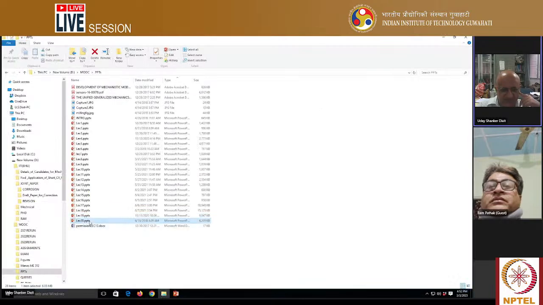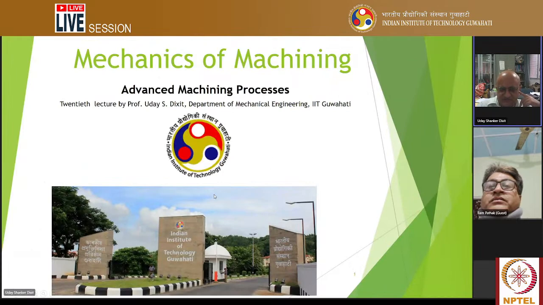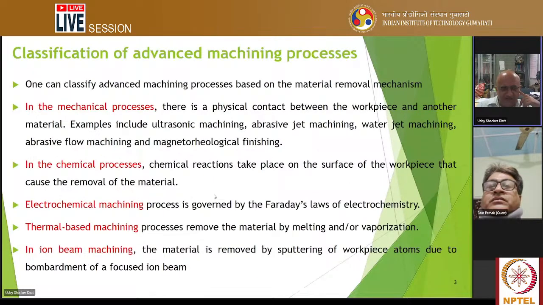And lastly, we have to cover one lecture, which will be the last lecture, advanced machining processes. So we are just giving an idea: mechanical process, chemical process, electrochemical, thermal based machining, ion beam machining. Many people think that ion beam machining is also a thermal process, but it is not a thermal process. Here the material is removed by sputtering of workpiece atoms due to bombardment of a focused ion beam. But I have seen most of the people confused.